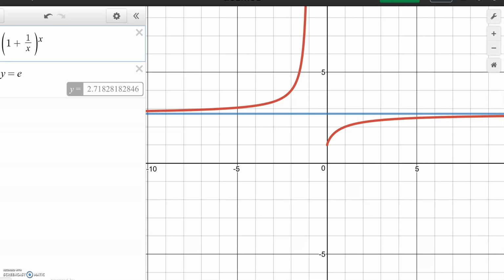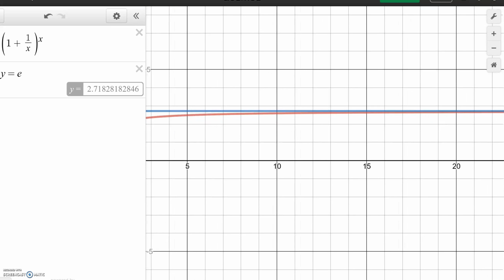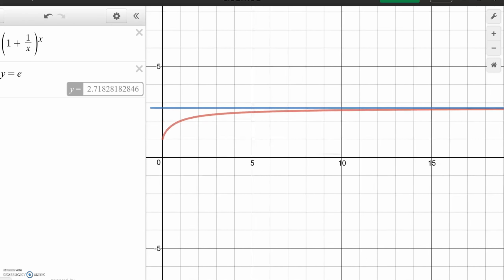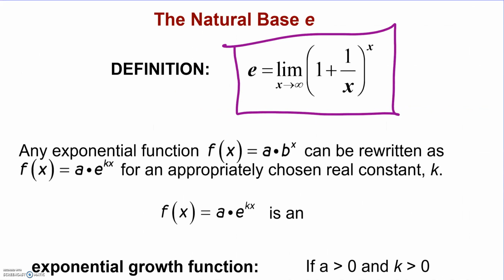And remember, over here you can see that e is approximately 2.718. So the further out you go on this red graph, the closer and closer you get to 2.718. And if I were to scroll out this way, you can see that you're getting even closer and closer. So that just illustrates this definition of e.